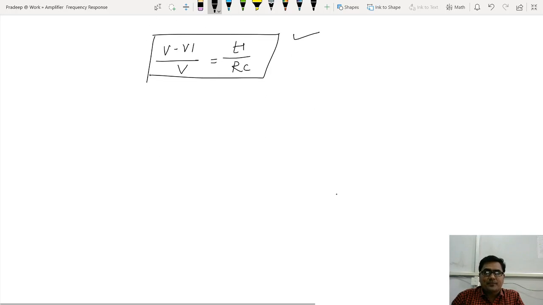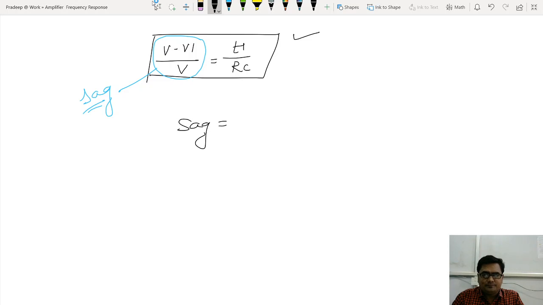But see this next thing, (V minus V1) divided by V. This thing is known to me. What is that? It is actually the sag. So I can clearly write sag is equal to T1 divided by RC. Now what is that RC? RC is the time constant of the RC network which is equivalent to the amplifier. We have converted the amplifier into an RC network. So T1 by RC is my sag.